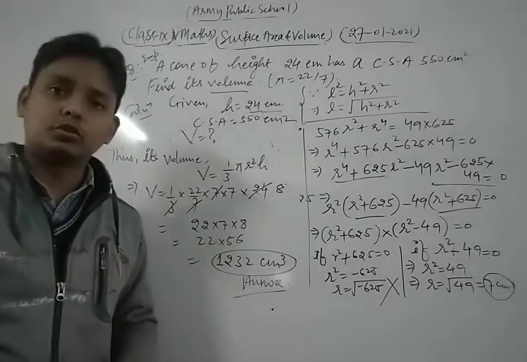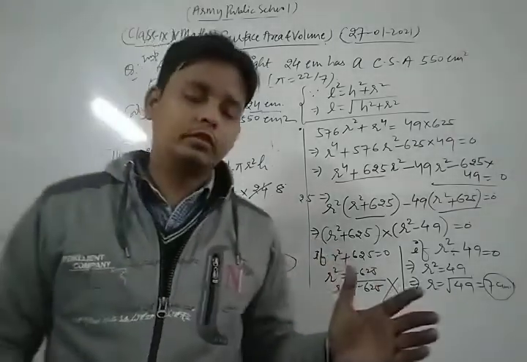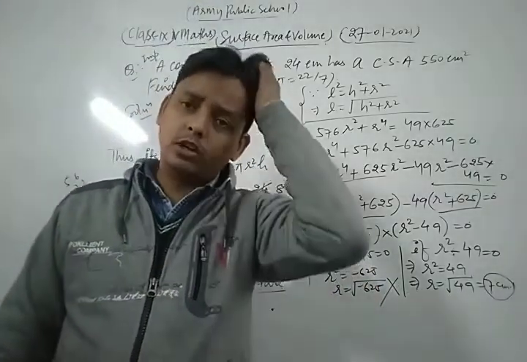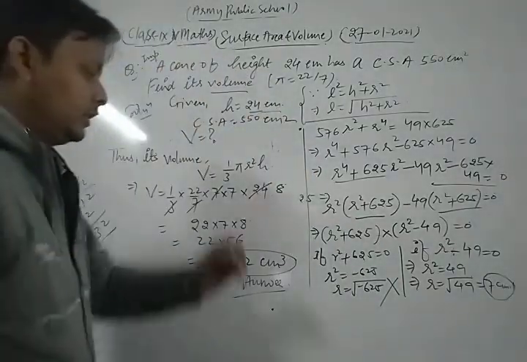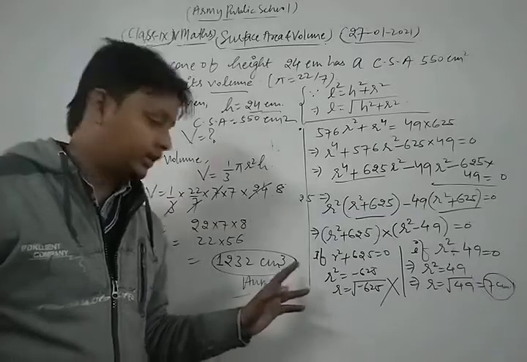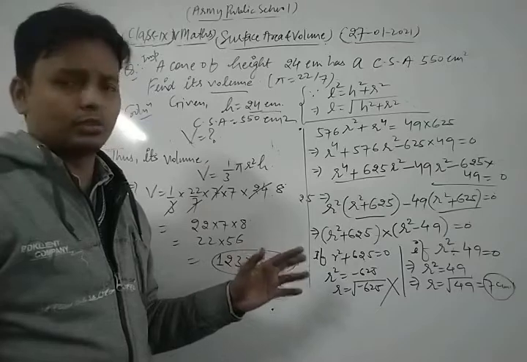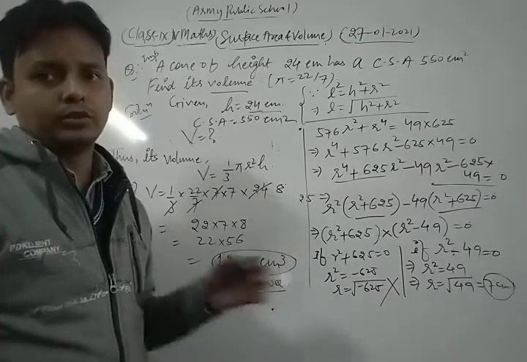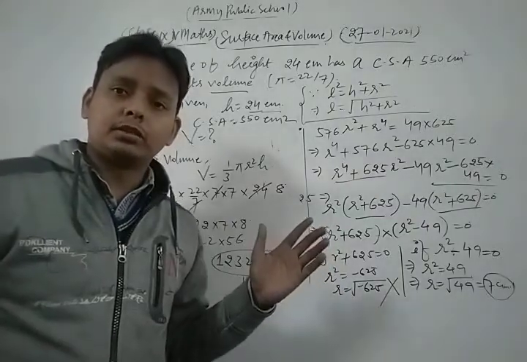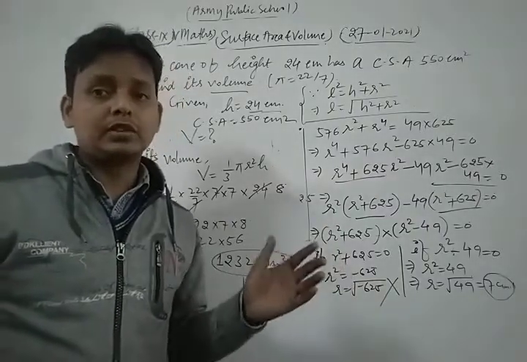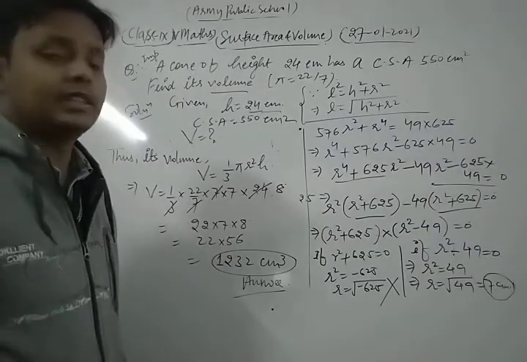Thus in this way the volume of the given cone is 1232 centimeter cube. And dear student, you know very well that the volume of any shape of solid, like a cylinder, cone and a sphere, is always in cube unit. So here we apply cube, and its curved surface area or total surface area is always in square unit. So in this way we solve that question. Listen, this is one of the most important questions of your syllabus, so please do more and more practice of all the questions which we discussed in that class.